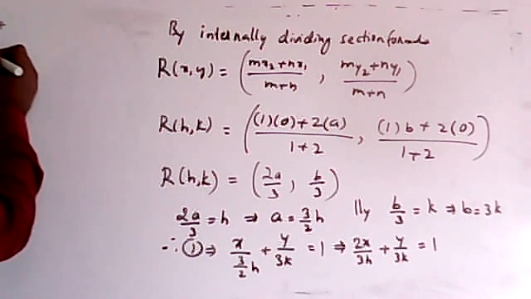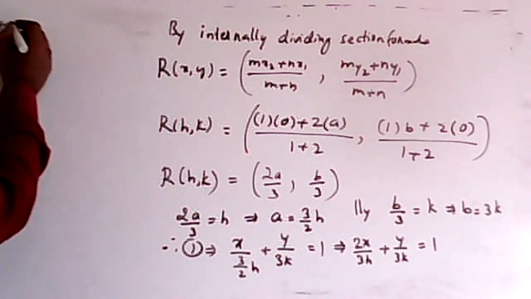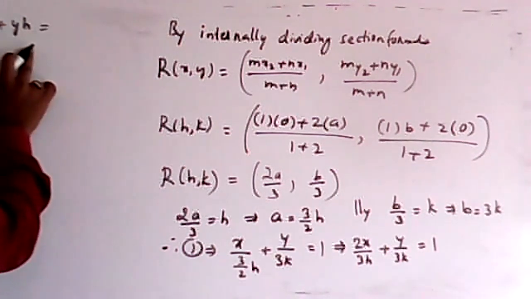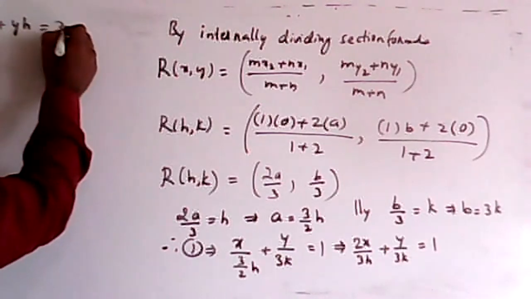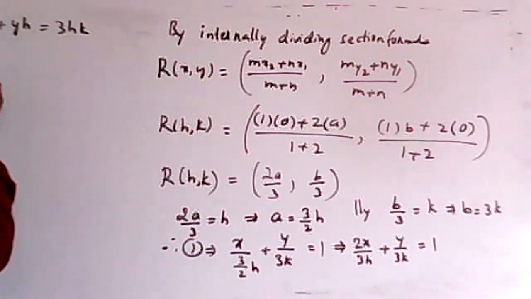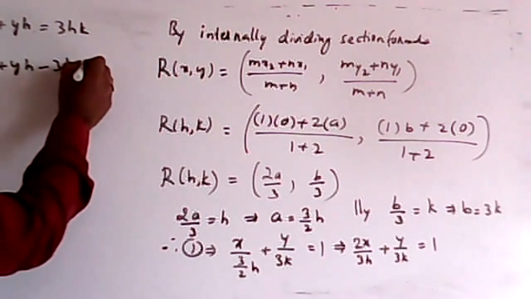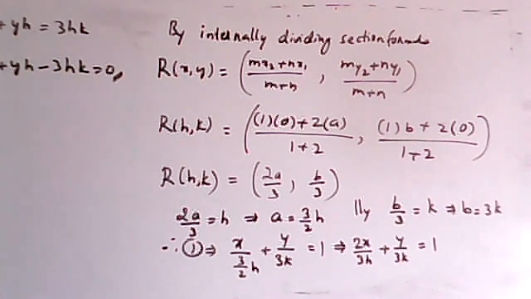Plus YH. 3HK is what? LCM that I will take here. It becomes what? 3HK. That is 2KX plus YH minus 3HK is equal to 0. This is the equation of the line. Let us verify the answer, whether you got the same answer.